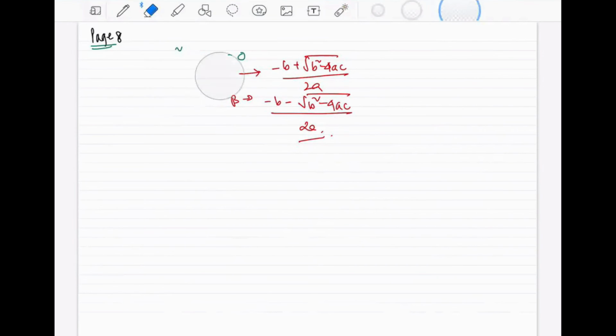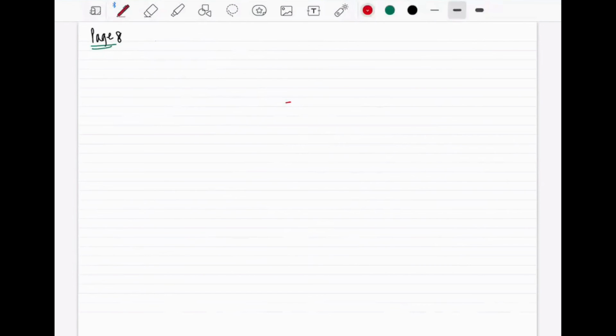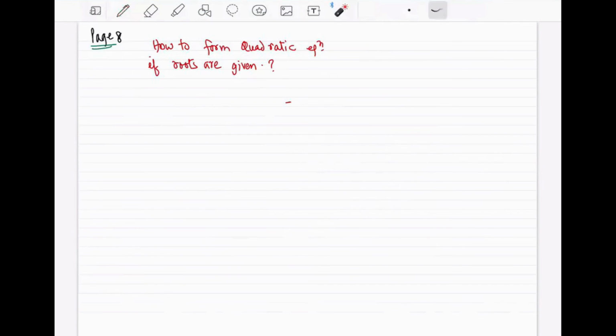Okay, so the next topic we're going to discuss is how to form a quadratic equation if roots are given. That's the question. Before we do this, you need to know that if I have x minus alpha is equal to 0, what is the value of x? You take the alpha to the other side to get alpha. And if you get x minus beta is equal to 0, what will be the value of x? x is equal to beta.